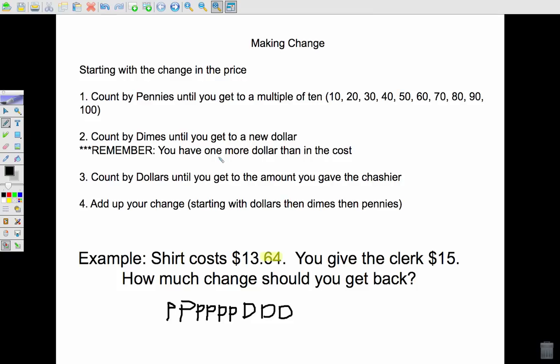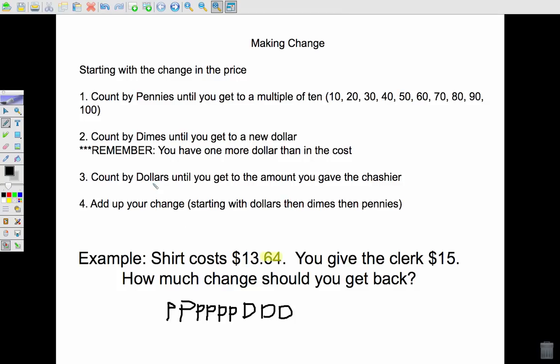Now it says, remember, you have one more dollar than what the cost gave. I no longer have $13. I now have $14 because I had $13.64, $13.65, $13.66, $13.67, $13.68, $13.69, $13.70, $13.80, $13.90. Once I added that last dime, that gives me $14. This 64 cents and all these pennies and dimes put together makes a new dollar, so I'm up to $14.